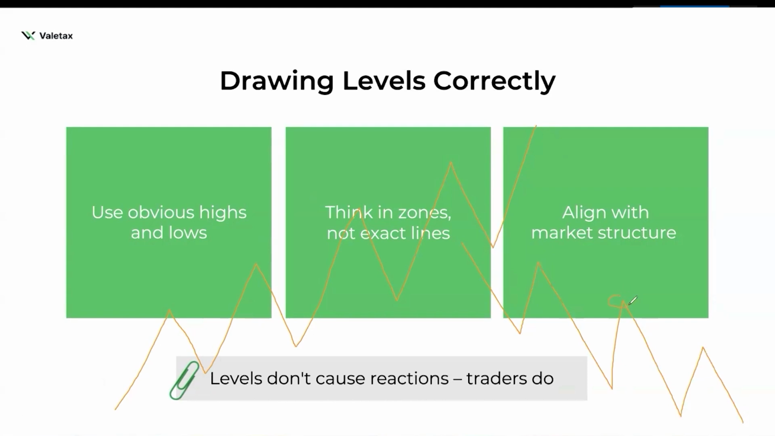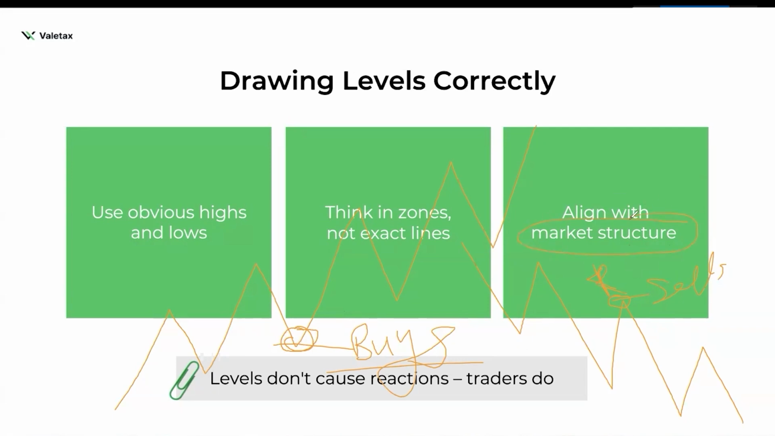Why? Because resistance shows signs of what? Of more sells, and support is supposed to show signs of what? More buyers. So we want to focus more on the support levels in a bullish market and focus more on the resistance levels in a bearish market. So when we are drawing these levels, they need to align with what?